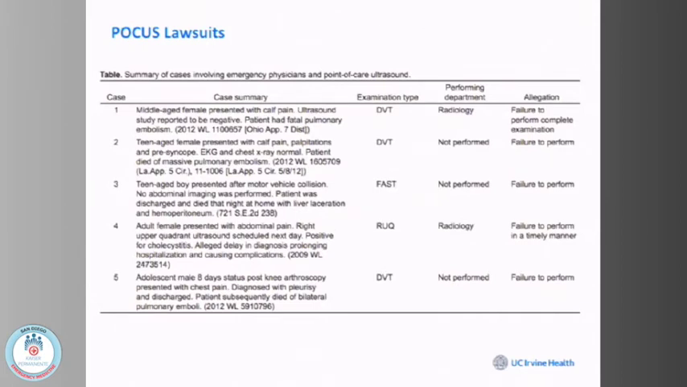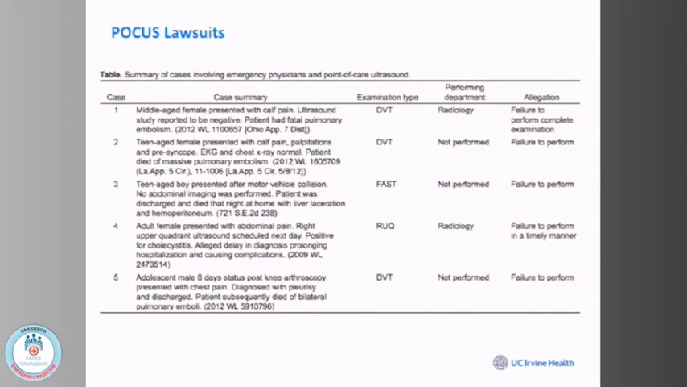Another one was a teenage boy who presented after a motor vehicle collision. No abdominal imaging was performed. The kid went home. He died later that night with a liver laceration and hemoperitoneum. Nobody did a FAST scan or any imaging for that matter. I mean, that's just probably negligence. But with an ultrasound, a FAST scan, a guy who died from hemoperitoneum probably would have had an abnormal result.